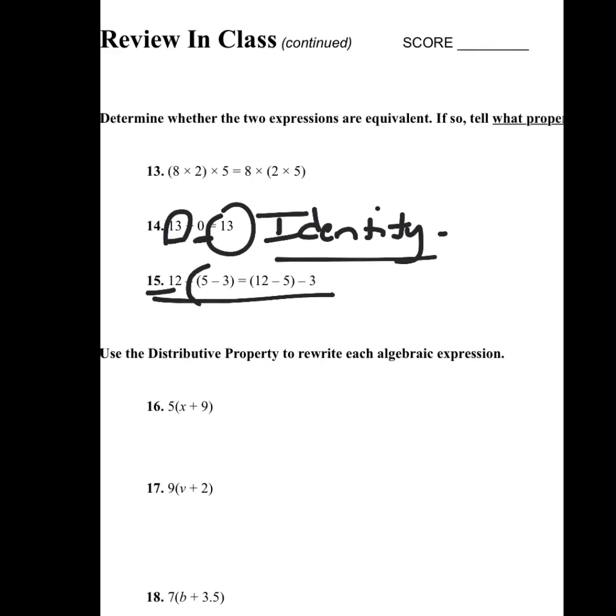So on this one, I'd have to do the 5 minus 3 first, and that's 2, and 12 minus 2 is 10. But in this one, I'd have to do parentheses first, so it's 12 minus 5, which is 7, and minus 3 is 4. So they are not equal. It is not a property.